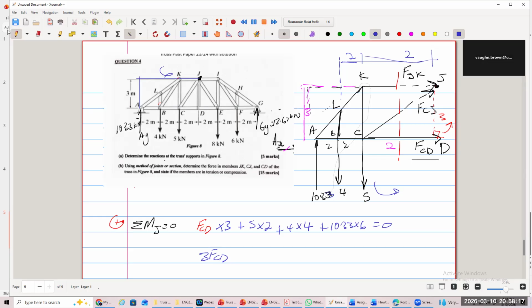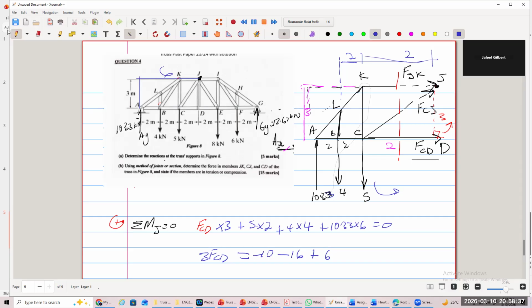CD is going to be equal to 10 come over, minus 10 minus 16, plus, what's that? 60 something. How much is that? 10.333 times 6. Sir, excuse me, 61.